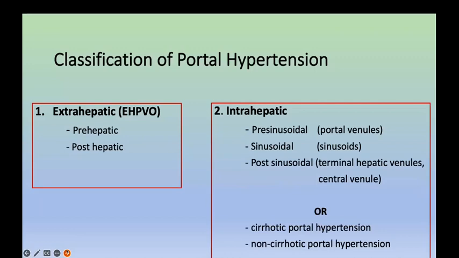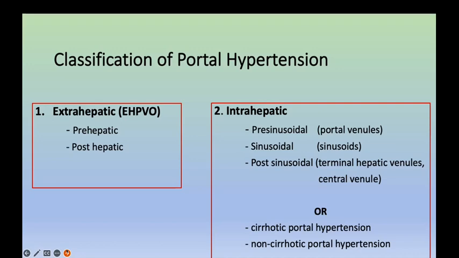Having said that, we'll look at the classification. Basically, portal hypertension can be classified into two main arms. One is extrahepatic and the other is intrahepatic. As the name implies, one is due to problems inside the liver, the other outside the liver. The extrahepatic causes basically depend on the site of resistance to the portal flow. It could be prehepatic or it could be posthepatic.